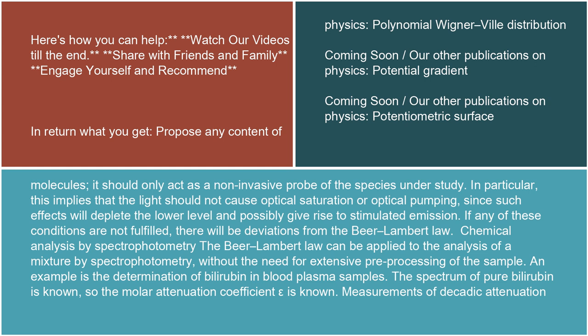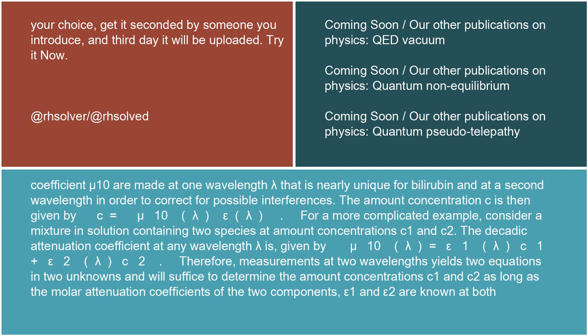Chemical analysis by spectrophotometry: the Beer-Lambert law can be applied to the analysis of a mixture by spectrophotometry without the need for extensive pre-processing of the sample. An example is the determination of bilirubin in blood plasma samples. The spectrum of pure bilirubin is known, so the molar attenuation coefficient epsilon is known. Measurements of the decadic attenuation coefficient mu10 are made at one wavelength lambda that is nearly unique for bilirubin and at a second wavelength in order to correct for possible interferences. The amount concentration C is then given by C equals mu10(lambda) over epsilon(lambda).